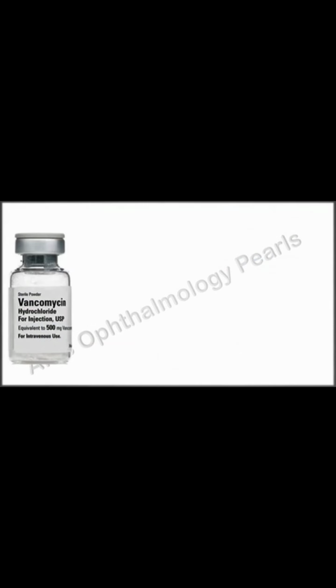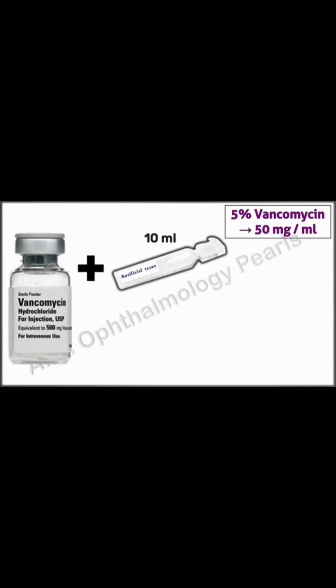Vancomycin is also required in a 5% concentration. To one 500 mg containing vial, add 10 ml of either 0.9% sodium chloride without preservatives meant for injection or artificial tears. This gives you a 10 ml solution containing 500 mg, that is, there is 50 mg per ml, that is 5%.